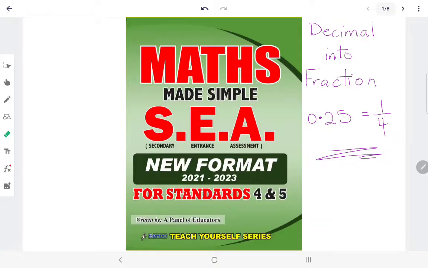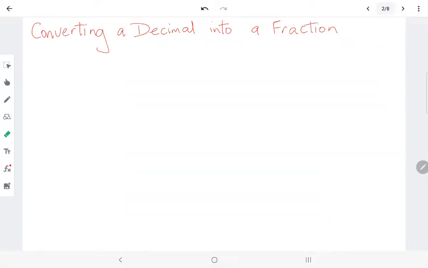Good day. So today we are dealing with converting decimals into fractions. So converting a decimal into a fraction. We all know that all numbers have a decimal point in them. And a fraction consists of a numerator and a denominator. So for example, if we have 0.25, we know 0.25 is our decimal.